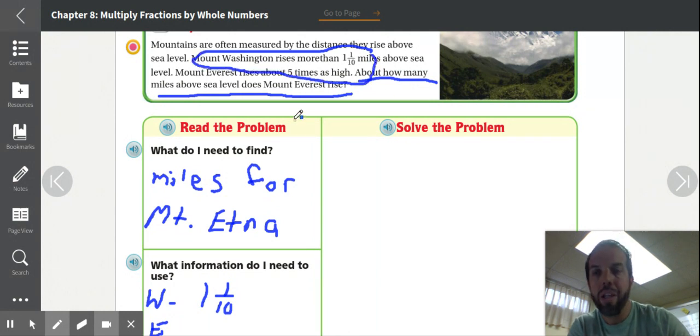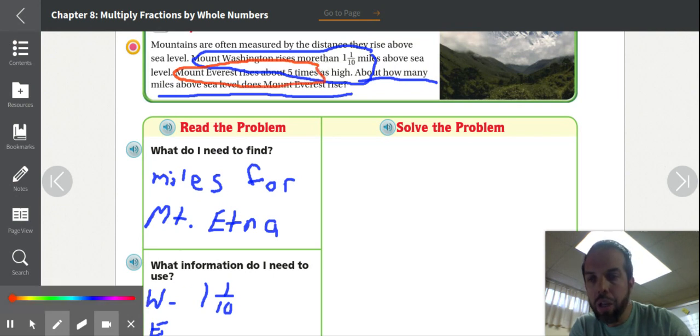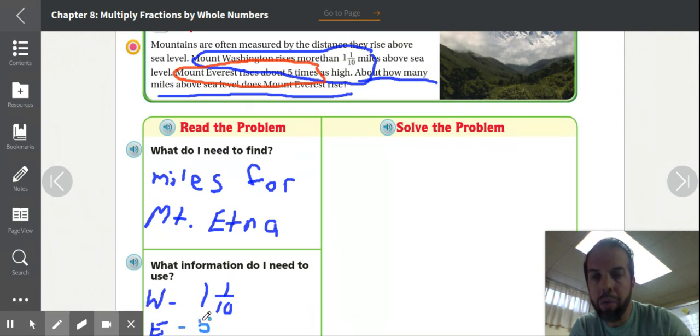Oh boy. Let me change my color now so we don't get confused. Mount Everest is going to be 5 times as high. Okay, so for Mount Etna, I'm going to say, in a pretty blue, 5 times higher. Okay, so how can I do this? I can draw a diagram.